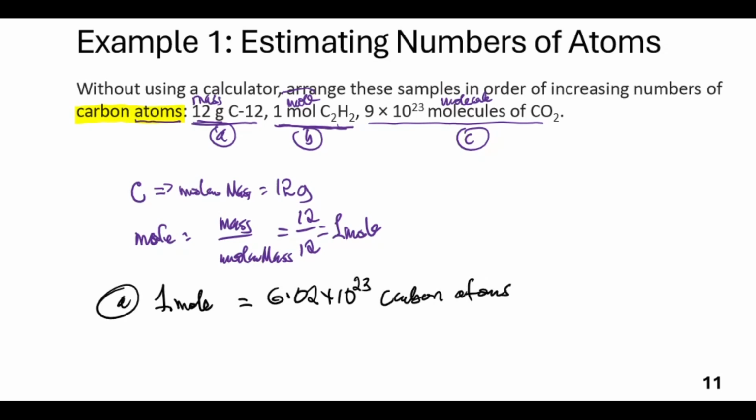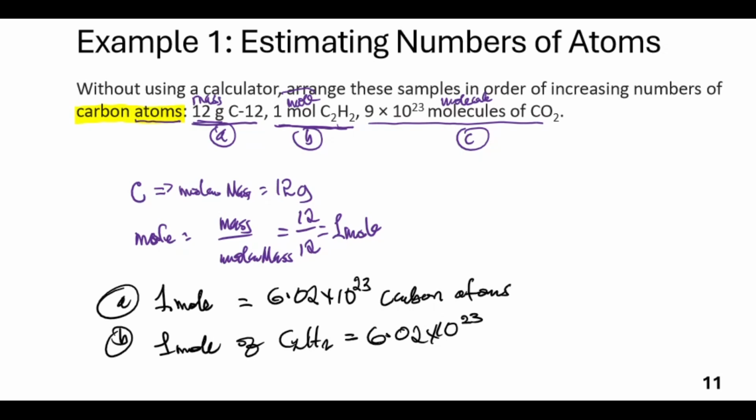But for B, we have 1 mole of C2H2. Of course, we know already that 1 mole of anything will contain 6.02 times 10 to the power of 23 particles of that thing.